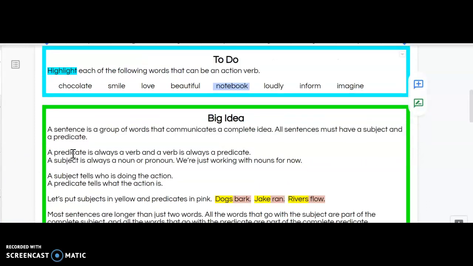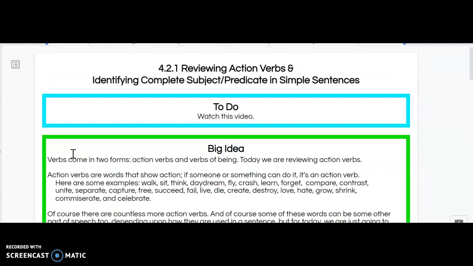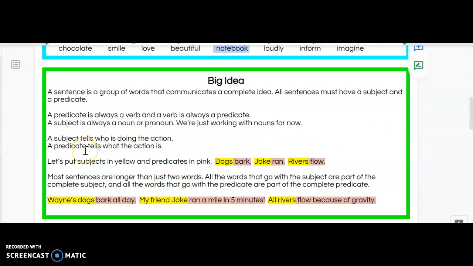The second part of our work today deals with subjects and predicates in simple sentences. So the next big idea is about that. A sentence is, of course, a group of words that communicates a complete idea. All sentences must have a subject and a predicate. If you are missing a subject or a predicate, then you have a sentence fragment, not a sentence.